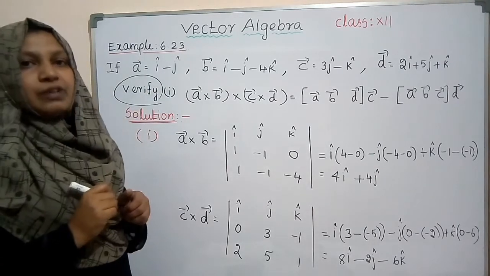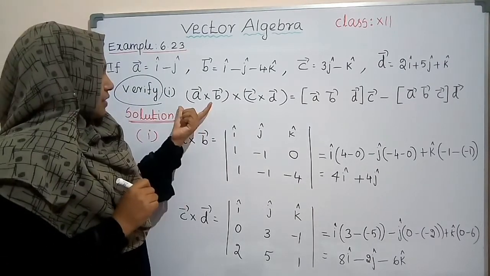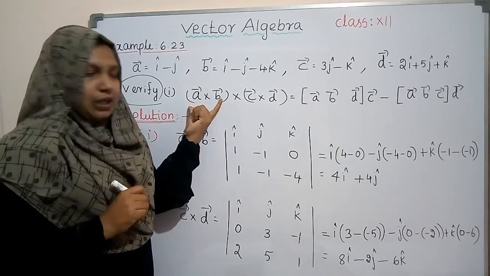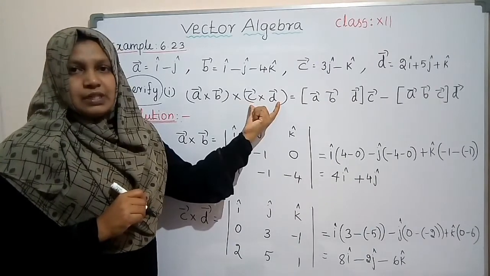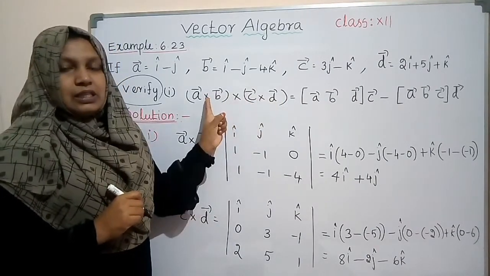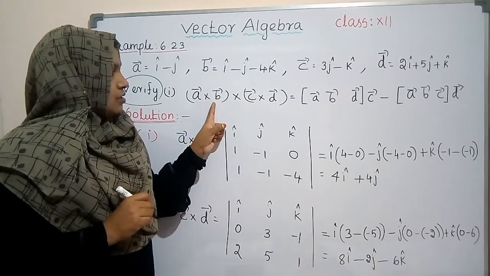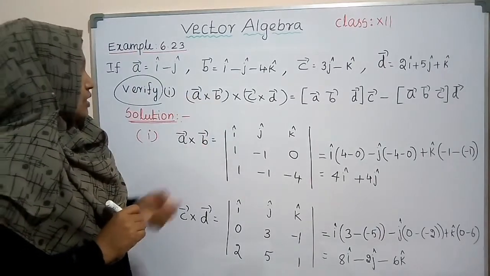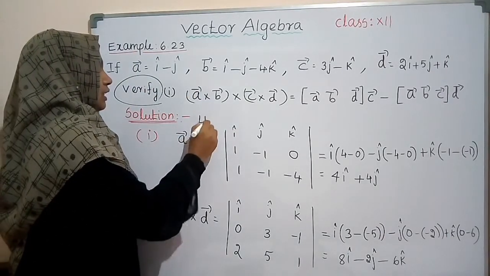So here the question is verify. How are we going to verify this? The left side verification is, first you should find the cross product between a and b, then find the cross product between c and d. Finally, once again find the cross product between these two vectors, a cross b vector and c vector cross d vector. So first I did the left side.